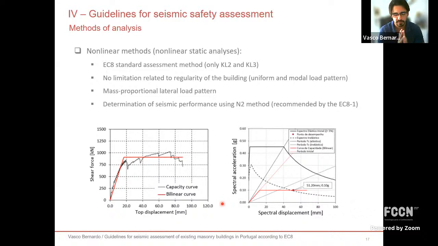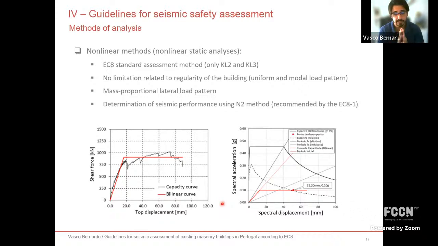The reference method of the Eurocode Part 3 is the nonlinear static analysis. In this case, it can only be applied for knowledge levels 2 and 3, for extensive and complex knowledge, because we are dealing with a structure that behaves sometimes in the plastic range. So we need a good characterization of the materials.